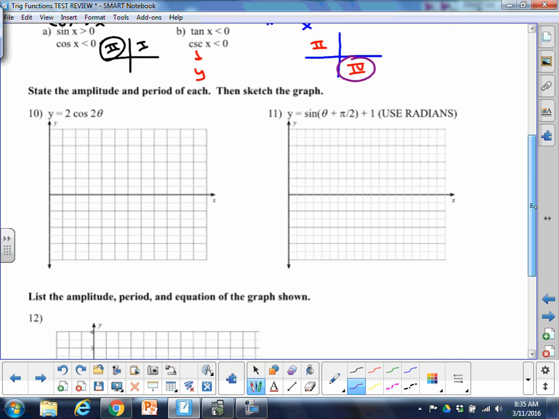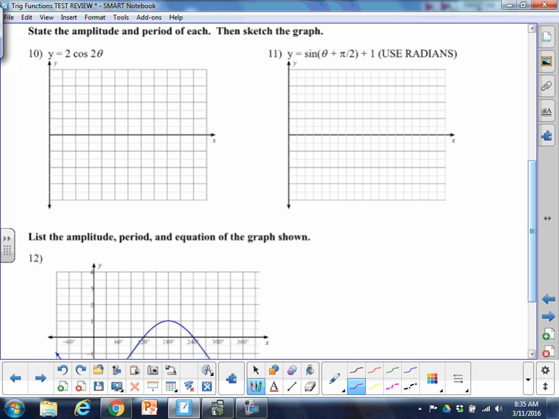All right, and then our trig graphs, we have 2 cosine 2 theta. We need the amplitude and period. Basically the first two there is the amplitude. It's going to give us our height from the center. The period is going to come from the b value. This one didn't specify degrees or radians, so I'm going to stick with degrees just because it's a little easier. There's my b value. The period is always 360 divided by b, so in this case 180 degrees.